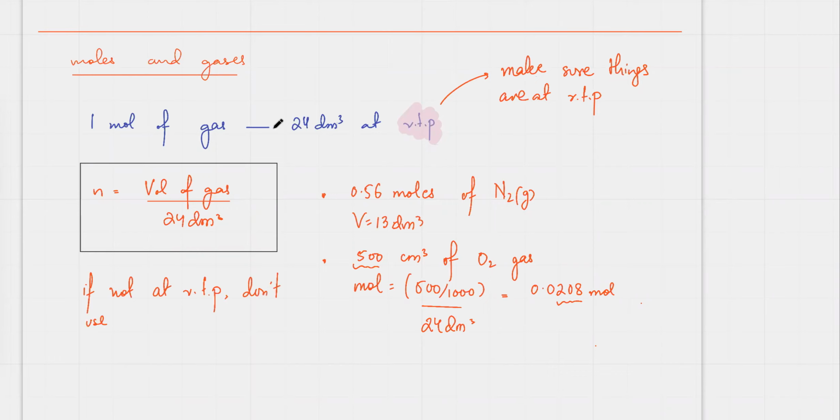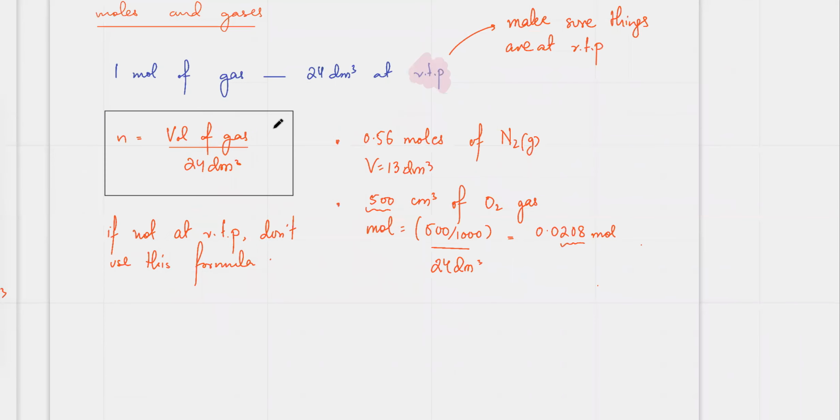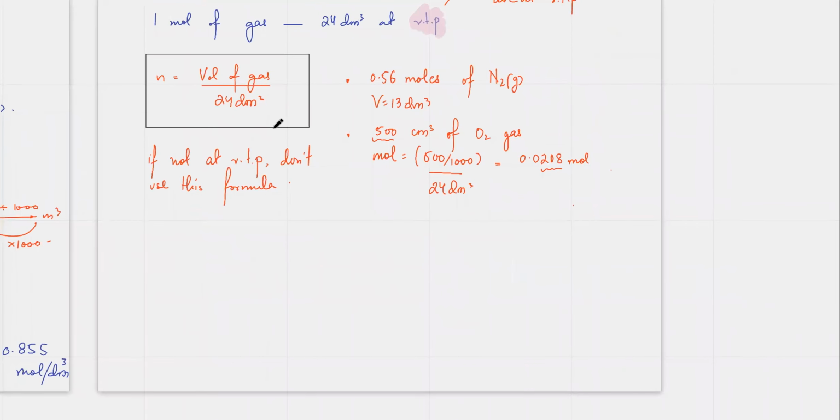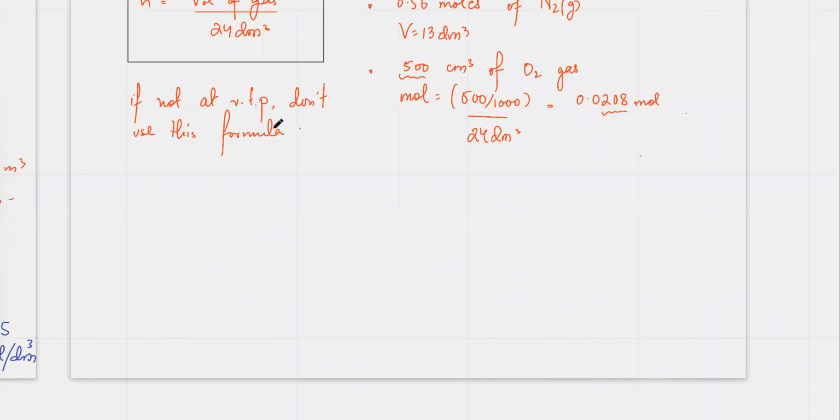Don't use this formula, because 1 mole of gas would then not have a volume of 24 dm³. So be careful about that. In O levels, everything was by default at RTP, but now it's not going to be. So that's it. I'm going to sum up all the moles formulas that we have done. Just very quickly, moles is number of particles divided by the Avogadro's number, or 6.02 times 10 power 23.